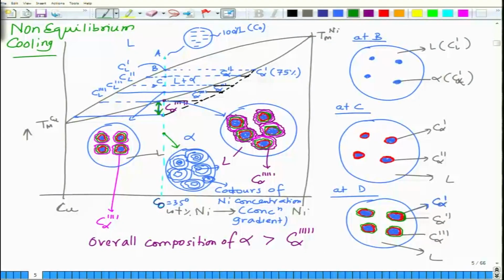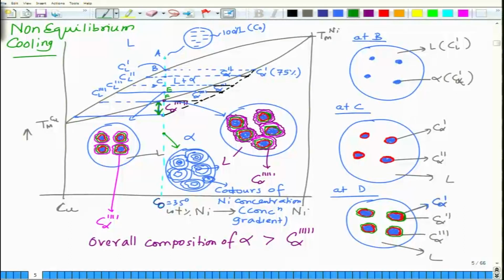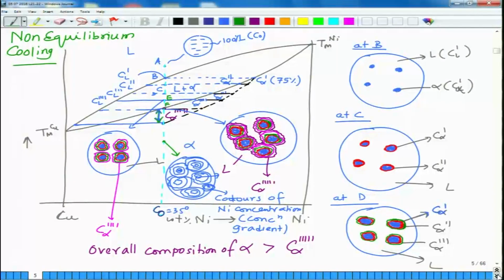So when you reach, let us say, this was point E and this was point F. As you reach point F, which is the end of solidification as per the phase diagram, you have a very small amount of liquid left, and the solid has various layers of alpha with different compositions. The first alpha, the blue one, has the highest amount of nickel in it, and the last solid which is formed has a much lower amount of nickel in it. So you have various layers of alpha of different composition, the first one forming of composition higher than the last one forming. As a result, the overall composition of alpha is higher than what it should have been at equilibrium.